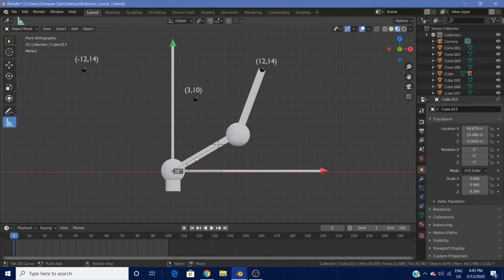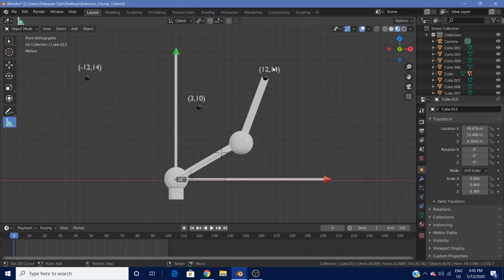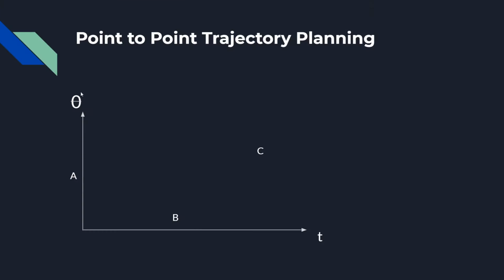So over here, we have a 2R robot. This 2R robot has two revolute joints. And let's say that this is point A, this is a via point B, and this is point C. For our example over here, we want to find out the joint space trajectory of theta. So we want to see how theta is going to vary with respect to time.